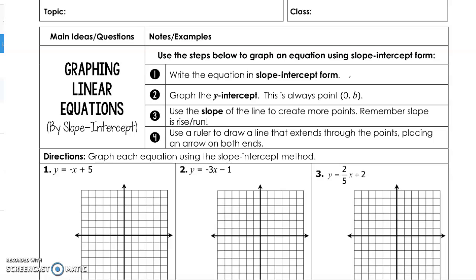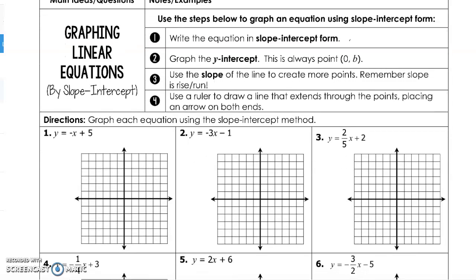The first thing you do is graph the y-intercept. If it's a plus number, then you go up that many. If it's a minus, you go down that many and put your dot there. That's your starting point. From there, you count rise over run for your slope to find more points. If possible, I want you to put 3 points on your line. If it doesn't fit on the graph, then it only needs to be 2. Make sure you use a ruler so you have a straight line and you put arrows on both ends like it says in step 4.